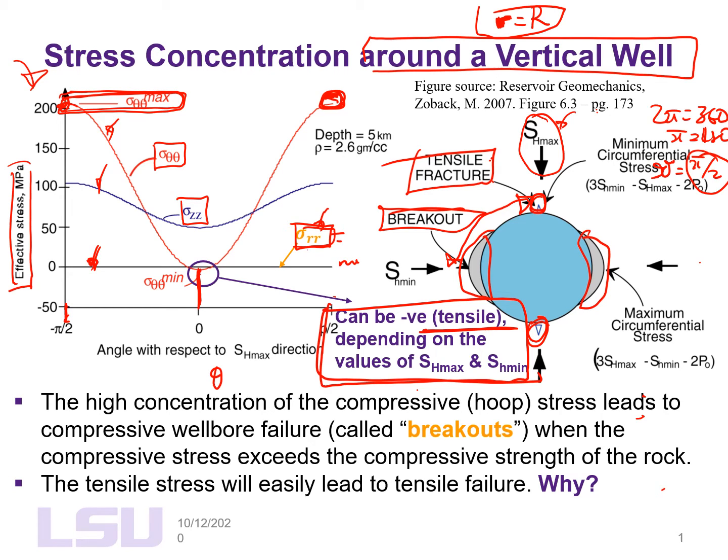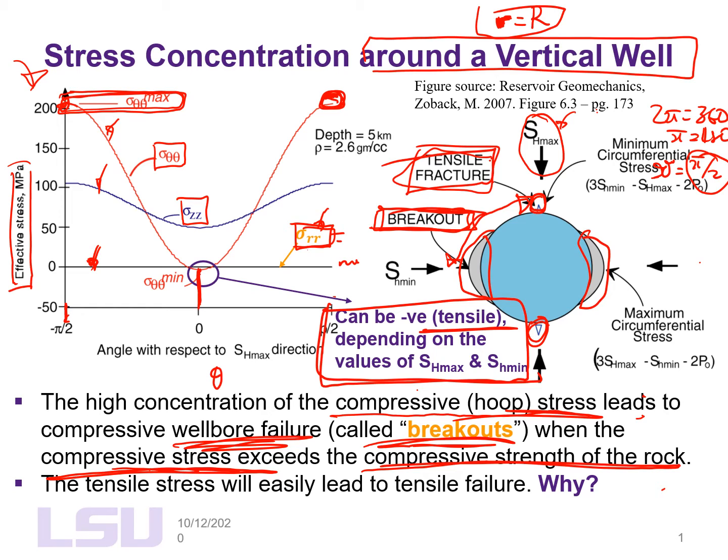So the high concentration of the compressive hoop stress leads to compressive wellbore failure, which is called breakouts, when the compressive stress exceeds the compressive strength. So for the wellbore breakout, it's failure in compression. For drilling induced tensile fractures, it's failure in tension.